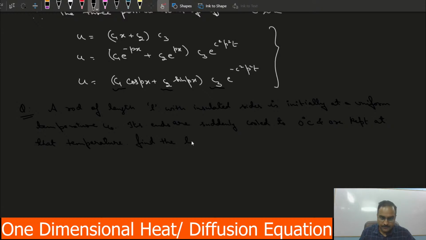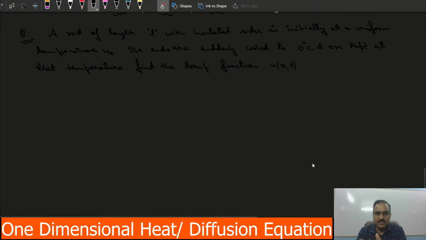Find the temperature function u of x, t. So we have to find this one. Okay, so first of all just note this down. We'll be solving this question now.